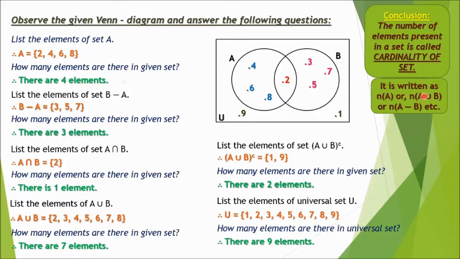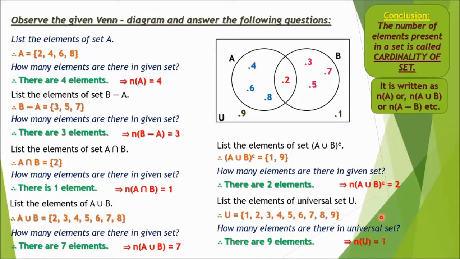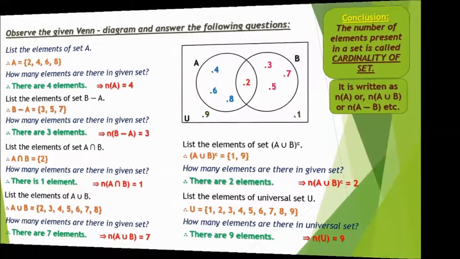In the same way, the cardinal number of set A is 4. The cardinal number of set B difference A is 3. The cardinal number of set A intersection B is 1. The cardinal number of set A union B is 7. The cardinal number of set A union B complement is 2. The cardinal number of the universal set is 9. That means there are 9 elements inside the universal set. So let's move to another slide.